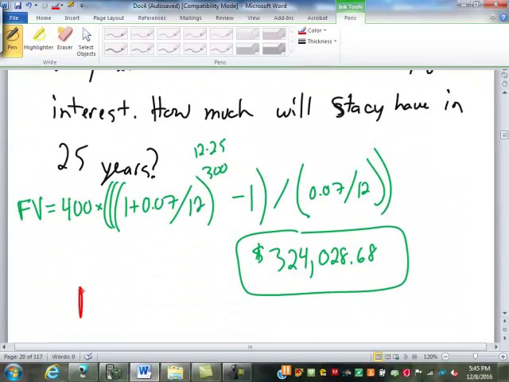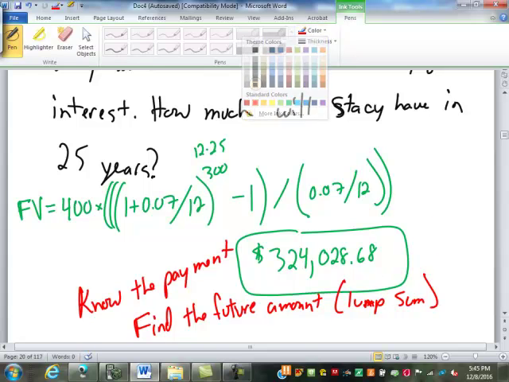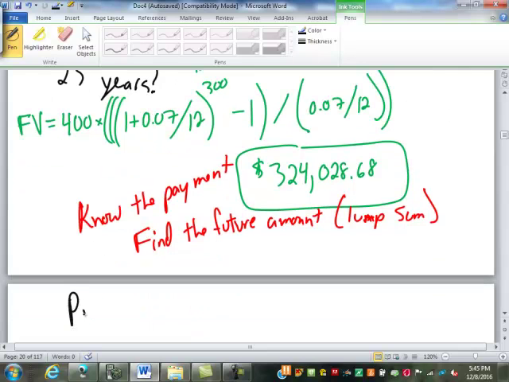This one, you know the payment. You're trying to find that future amount, that lump sum you're going to have in the future. And the key is both of these you are paying in. Hence the accumulation phase.